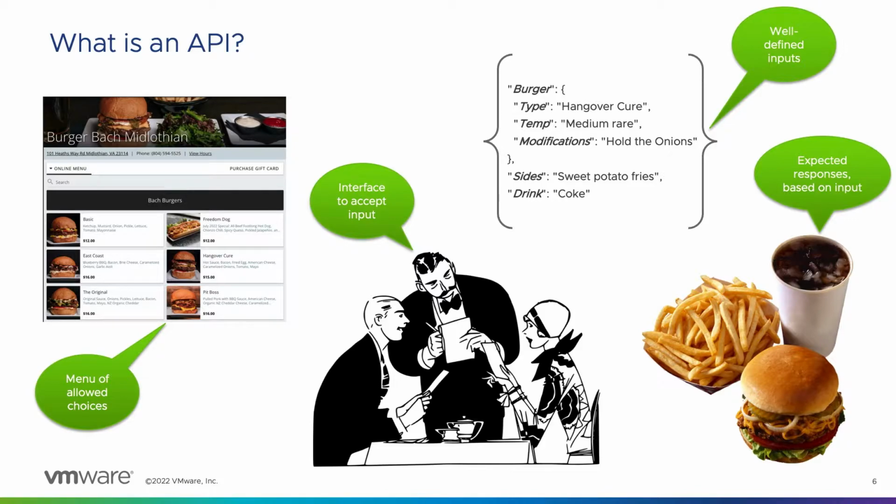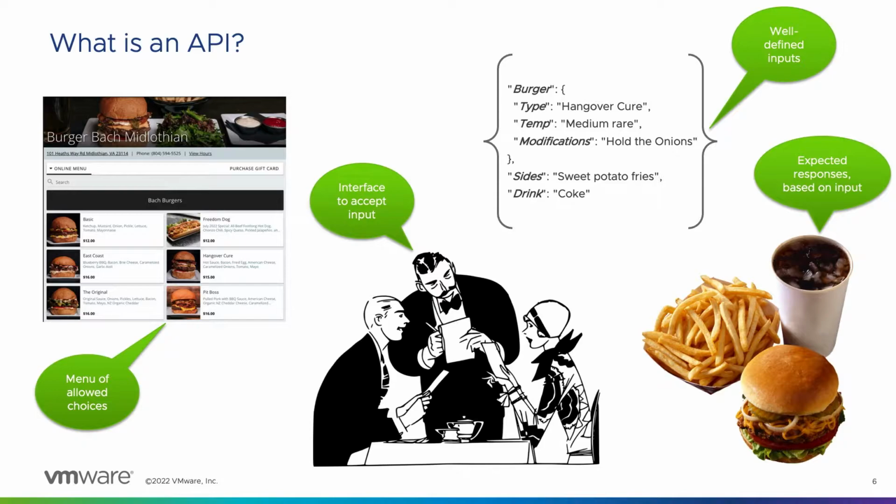You can get a list of specials from them. You can get a list of what's on draft, or you can put in a request for one of those menu items. And additionally, the waitstaff can allow you to modify your order with well-defined inputs, such as in this case, the type of burger, the temperature of that burger, any modifications you might have to the order, what side you want, and what drinks you want.